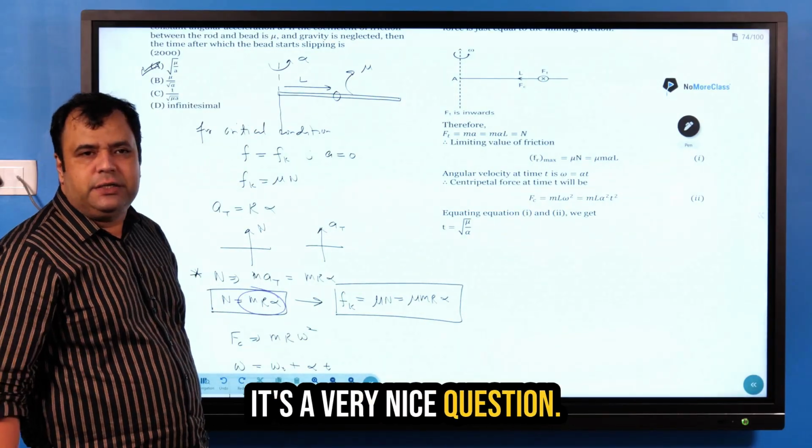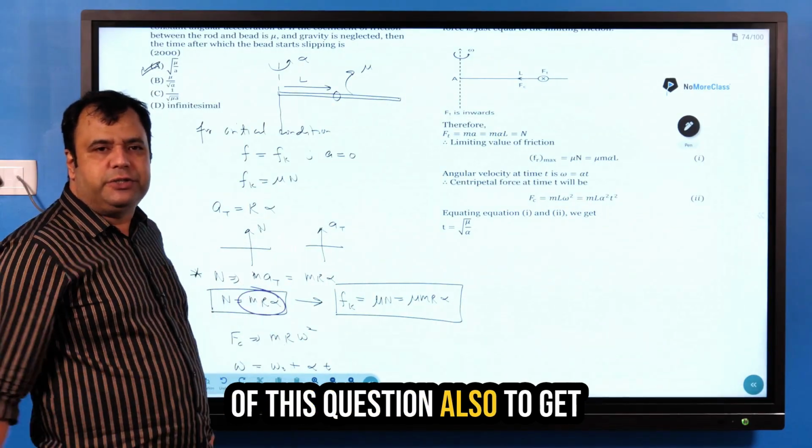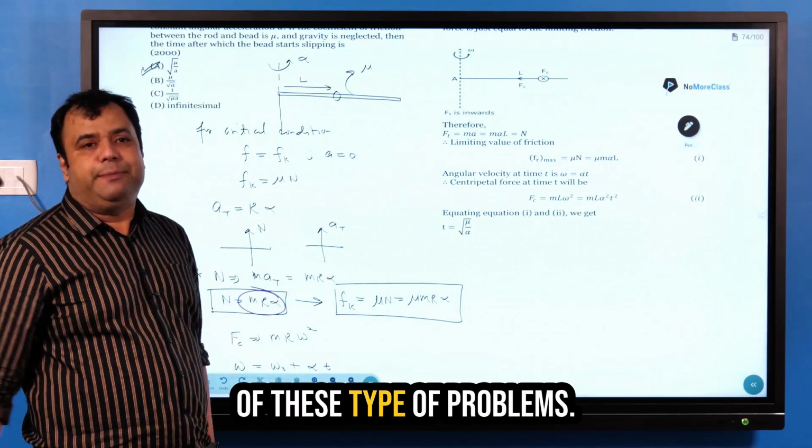It's a very nice question. You should try some permutation combination of this question, different variations of this question also, to get a better understanding of these types of problems.